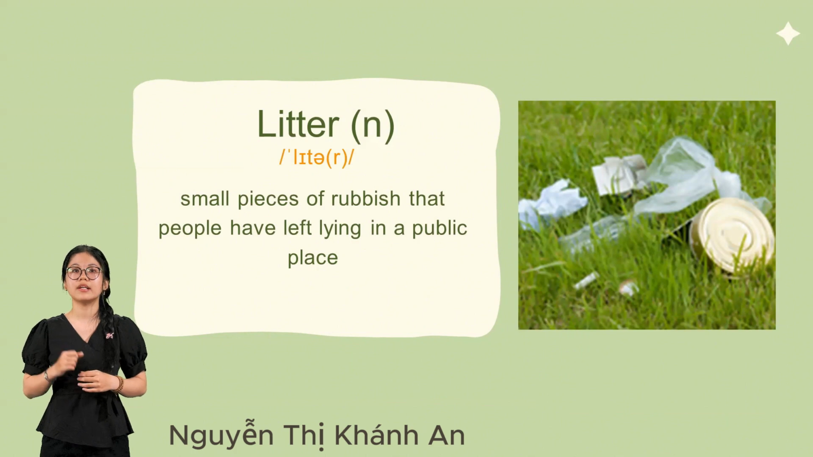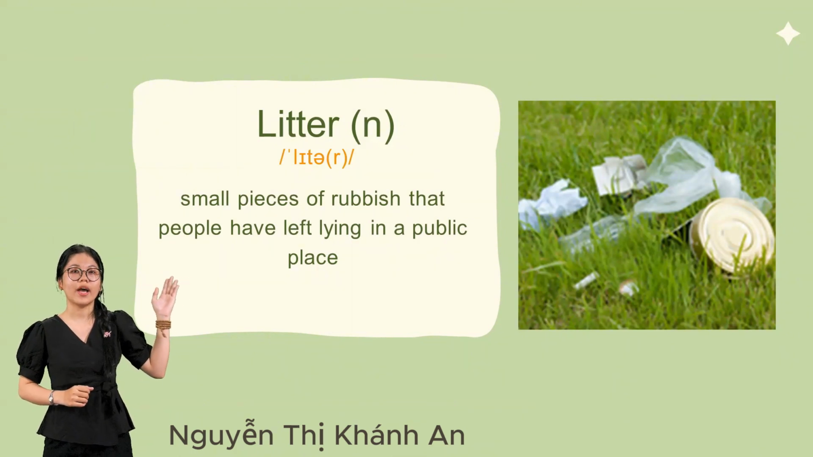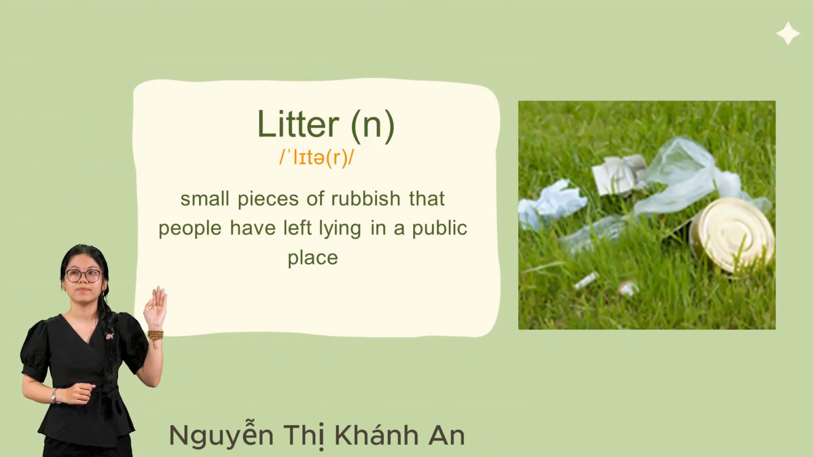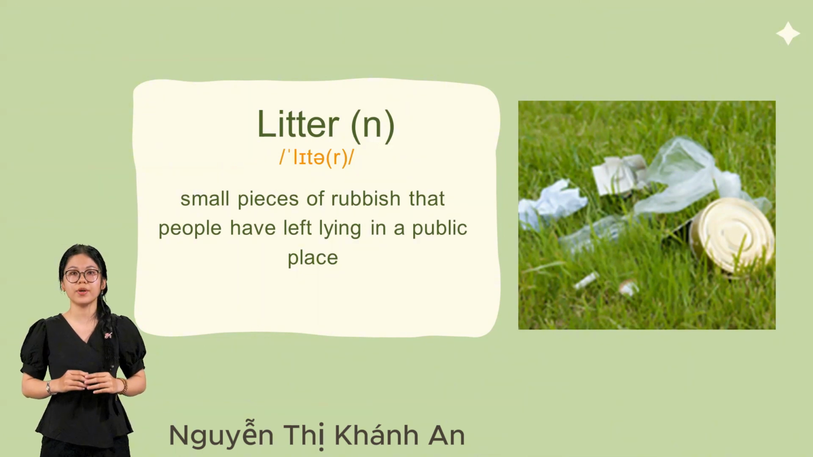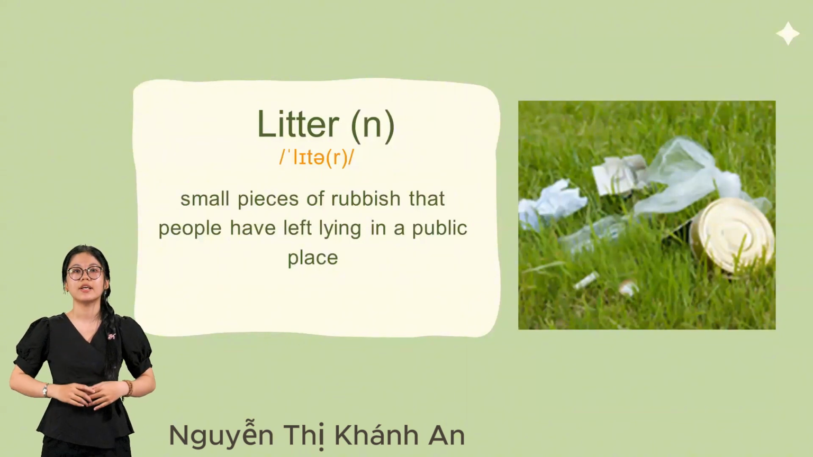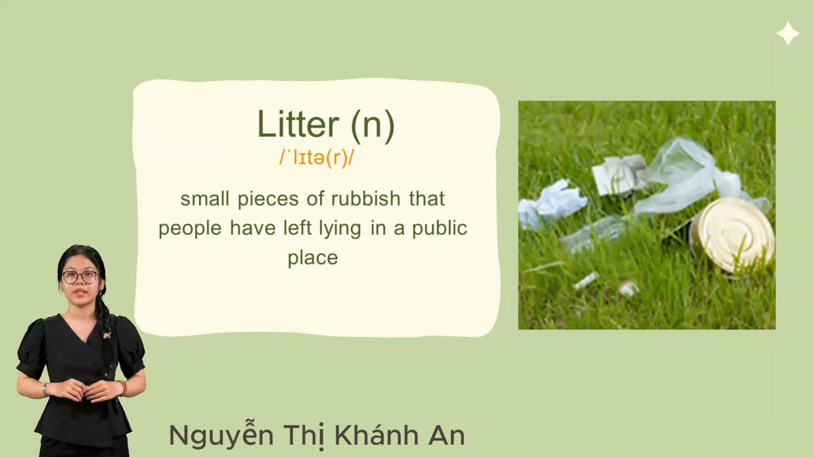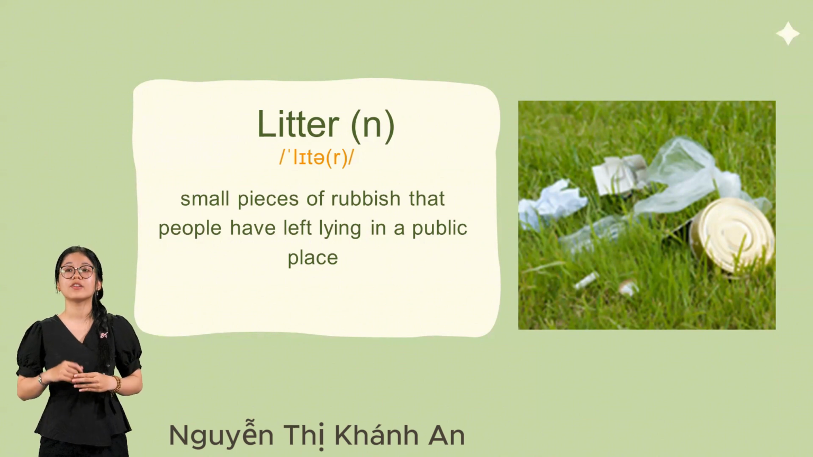Next one, litter. So, how can we pronounce it, class? Well then, one more time. Good. Litter is a noun that means small pieces of rubbish such as paper, cans, and bottles that people have left lying in a public place. So, in which places do you usually see litter? Yeah, in the park, in the sea, and on the river.